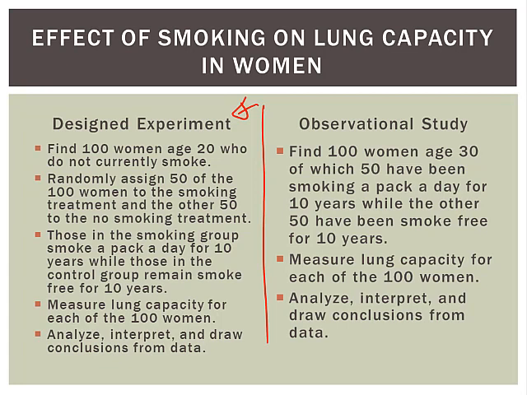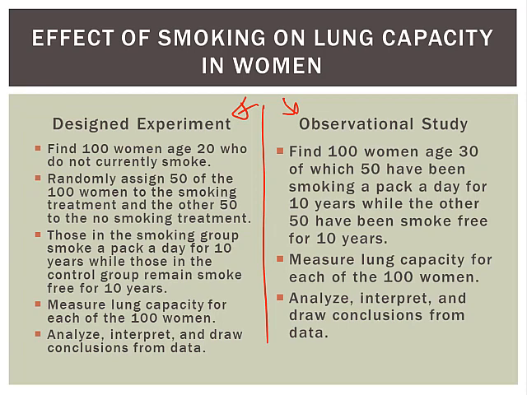There are certainly some ethical considerations there, right? Observational study. So let's look over here now. You find 100 women age 30, of which 50 have been smoking a pack a day for 10 years, while the other 50 have been smoke-free for 10 years. So here we're just observing what they've actually been doing. And then you measure lung capacity of each woman and analyze it, interpret, and draw conclusions. No real ethical concerns here on the observational, but we can't say for certain that one of them causes the other, right? Because the women who had been smoking may have had other issues that may have caused some of the things we're looking at.